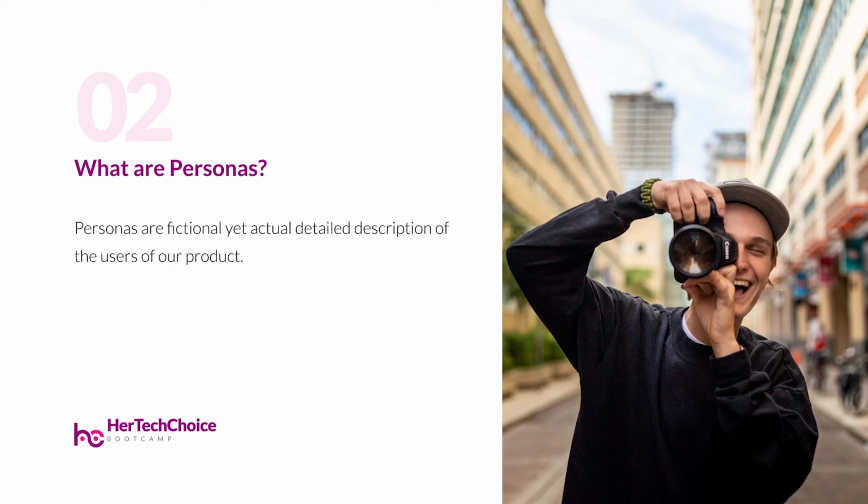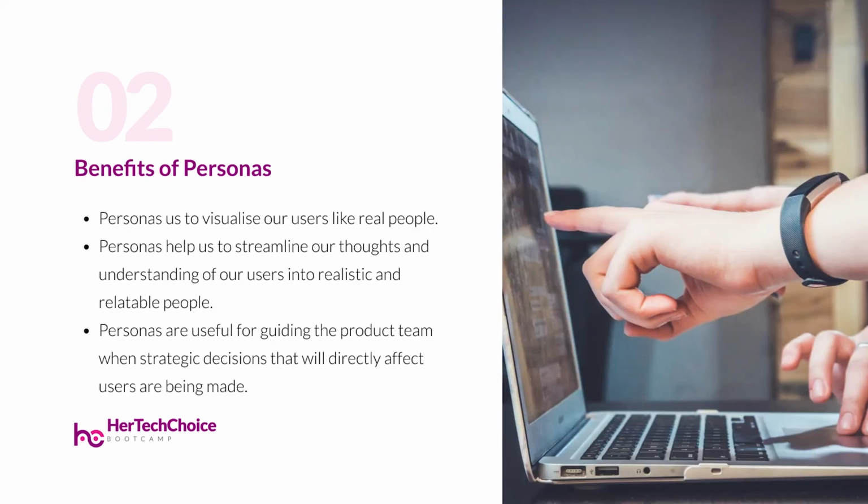Then we move on to personas. What are personas? Personas are fictional yet actual detailed descriptions of the users of our product. And what are the benefits of personas? Personas help us to visualize our users like real people. Personas also help us to streamline our thoughts and understanding of our users into realistic and relatable people. Personas are useful for guiding the product team when strategic decisions that will directly affect the users are being made.